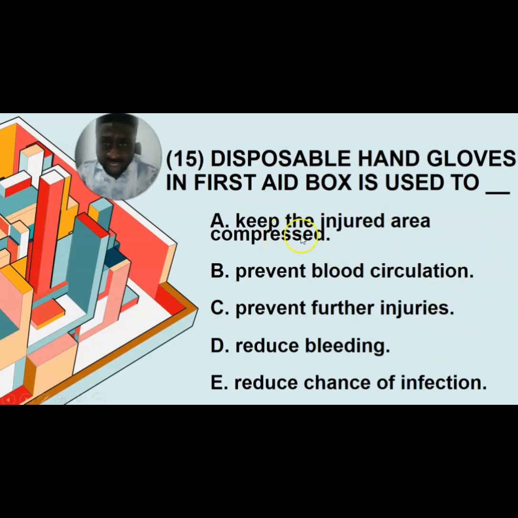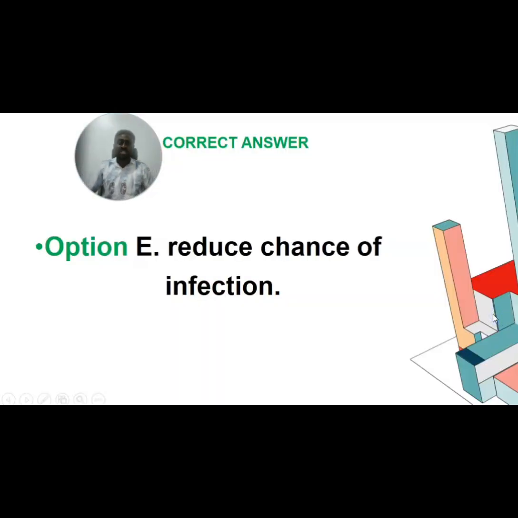So if you went for A, the answer is incorrect. If you went for B, it's not to prevent blood circulation. If you went for C, it is not to prevent further injuries on a patient or victim. D, reduce bleeding. It is not the work of the hand gloves to reduce bleeding, but it is the work of the hand gloves to reduce chance of infection or contracting infection by treating a patient and so on. So option E is the answer for this question.